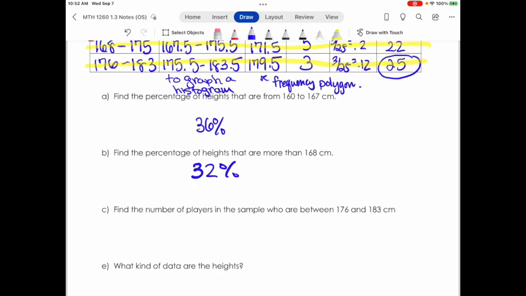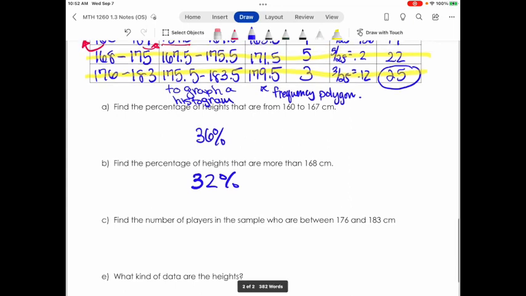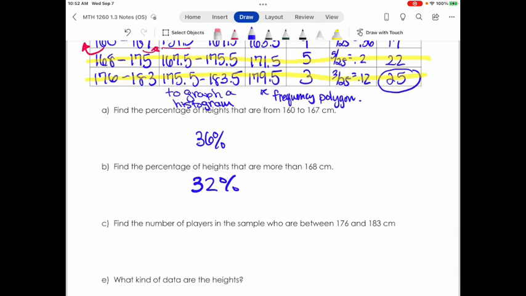Okay, the next part says find the number of players in the sample who are between 176 and 183. So 176 to 183, that's the last row, and it's not asking for a percentage here, it's asking for the number of players. So that's the frequency. There are 3 data values that lie in that interval, and each of those data values represents the height of one of the players. So this would be 3 players.